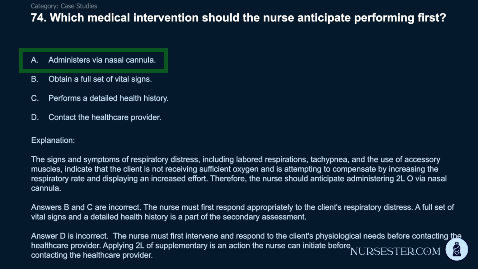The signs and symptoms of respiratory distress, including labored respirations, tachypnea, and the use of accessory muscles, indicate that the client is not receiving sufficient oxygen and is attempting to compensate by increasing the respiratory rate and displaying an increased effort. Therefore, the nurse should anticipate administering 2 L O2 via nasal cannula. Answers B and C are incorrect. The nurse must first respond appropriately to the client's respiratory distress. A full set of vital signs and a detailed health history is a part of the secondary assessment.